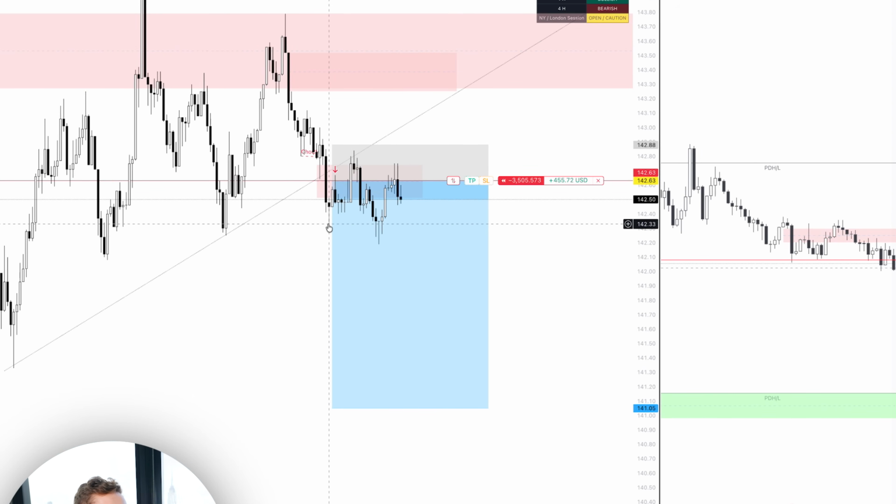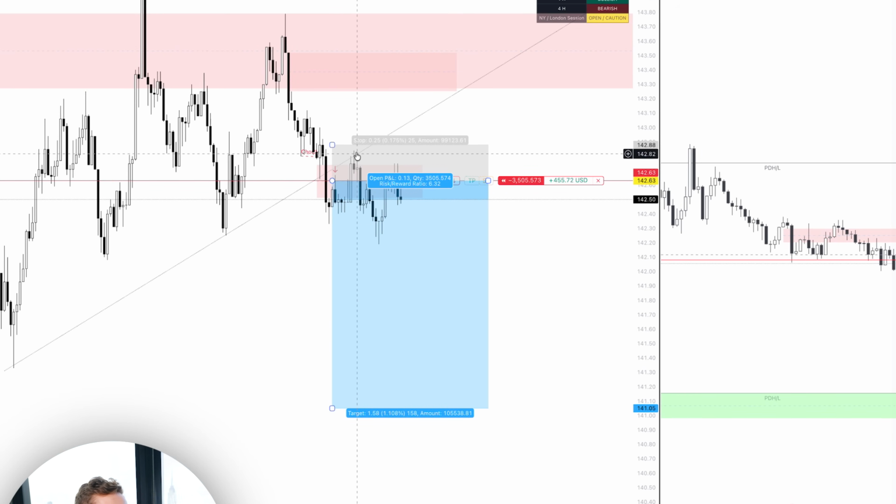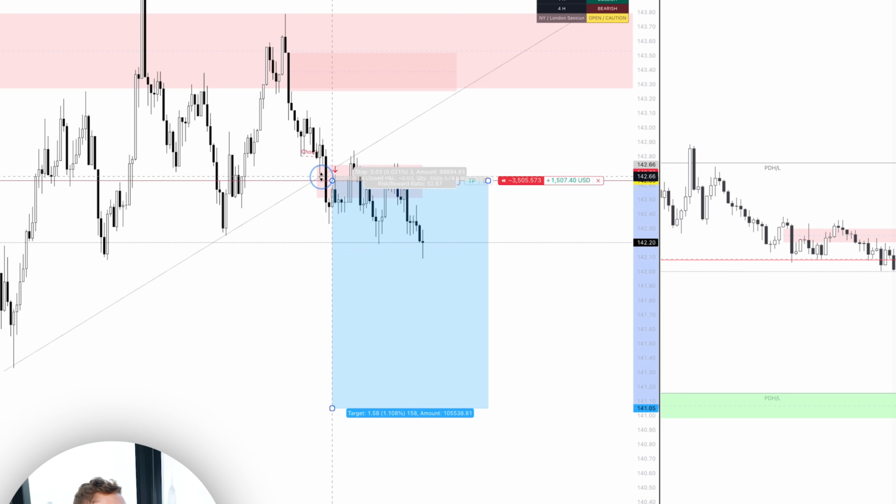Notice how the candle doesn't close below this low level, so we don't reduce our risk yet. Then we finally have a candle close, so stop loss comes down to break even.